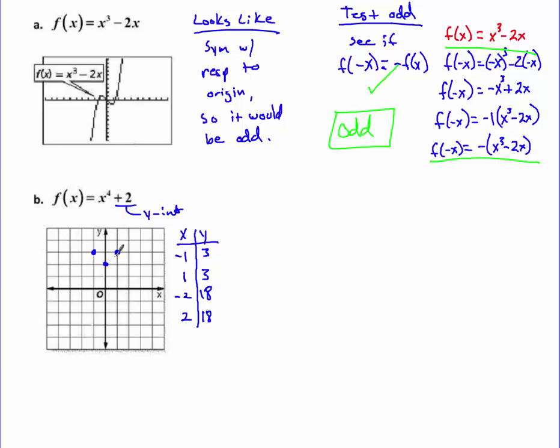So very quickly I realized that this graph is going to get really tall really fast. I can't even make these points because I don't know where they are. They're so far off the graph. So I get a good idea that this is a very tall, very skinny parabola that goes up very fast. So now I know what it looks like. And when I know what it looks like, I can make a prediction about the symmetry. And I feel like this is symmetric with respect to the y-axis.